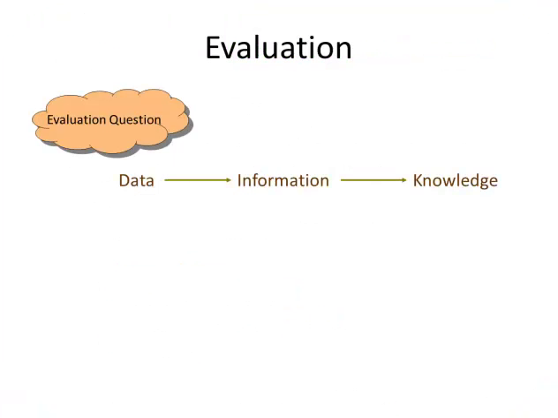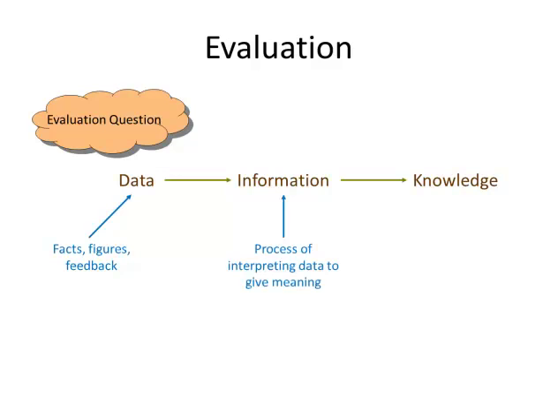So when we talk about using the results of the evaluation, it's based on analyzing the information. So we start with some sort of evaluation question or questions. And as part of our structured process, we gather data. And then it turns into information, and then it turns into knowledge. So here's how that happens. Data are just the facts, the figures, the feedback, the survey results. That's what data is. Data is not something that we make decisions on in and of itself. Data needs to be changed into information. And the way data gets changed into information is by us interpreting the data to give us meaning.